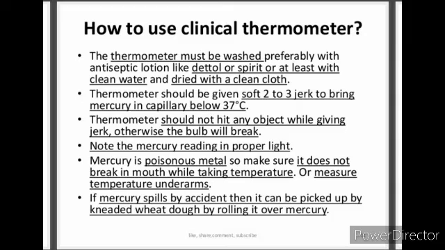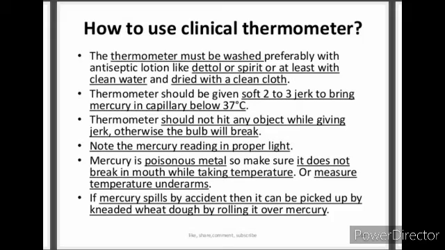Next, the thermometer should not hit any object while giving the jerk, otherwise the bulb will break, the mercury will fall down and that thermometer will be of no use. It should be shaken very lightly and should not touch any object, otherwise it will break. Next, read the mercury in proper light. We have to read the level of mercury in proper light, otherwise we may take a different reading.